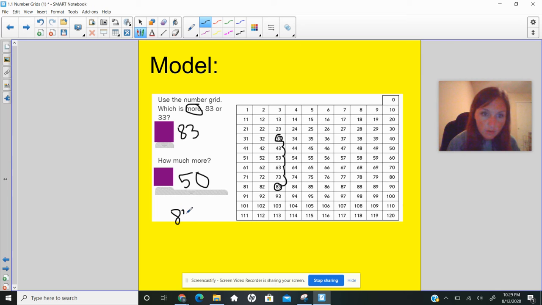83 minus 33. This one, you don't have to borrow or trade, so it's okay. So 3 minus 3 is 0. 8 minus 3 is 5. Right? Same thing as I had here. I did all 3 of my steps, so I am good to go.